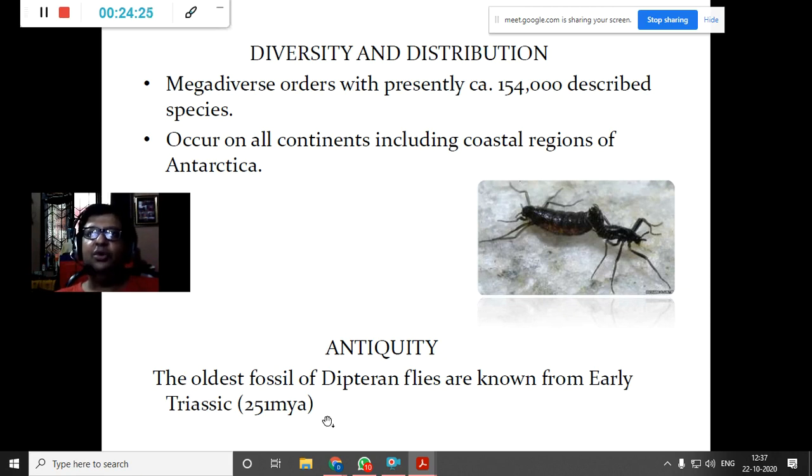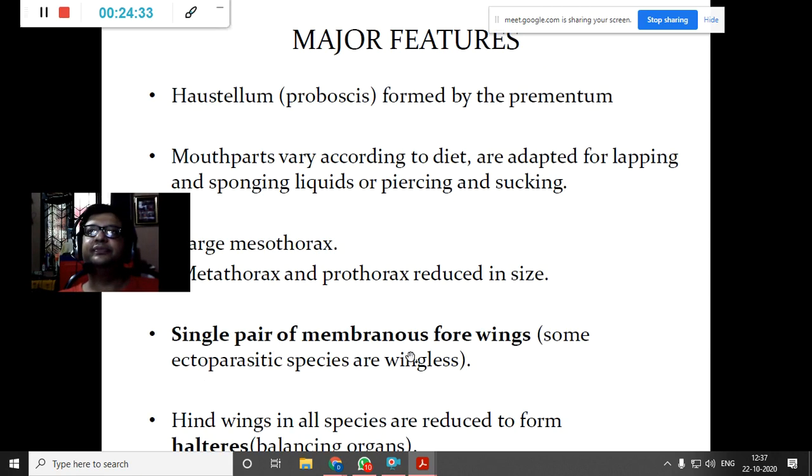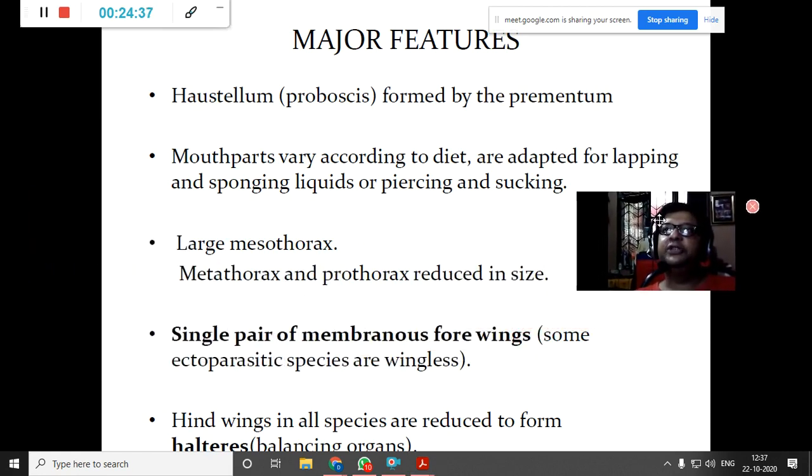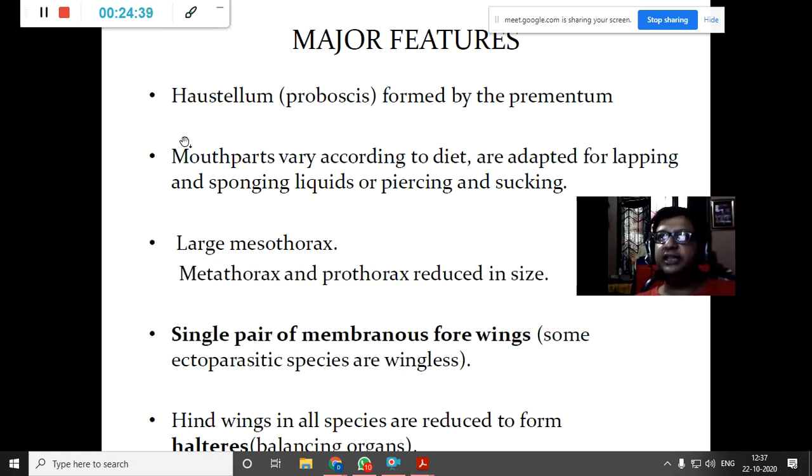Okay, the oldest fossil of Dipteran flies are known from early Triassic, 251 million years ago. Major feature, proboscis or the haustellium. Another name of the proboscis is haustellium. That is formed by the prementum. So they have got a special sucking type of mouth parts, haustellium. You have to read them in your practical. Just keep this in mind.